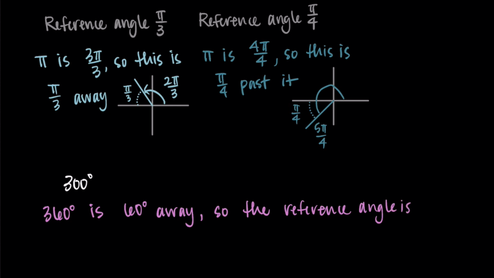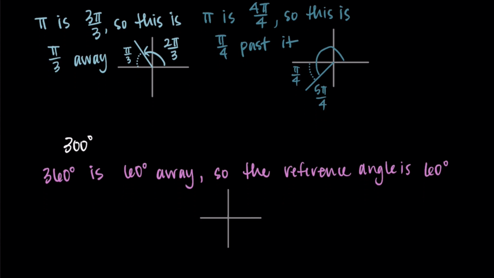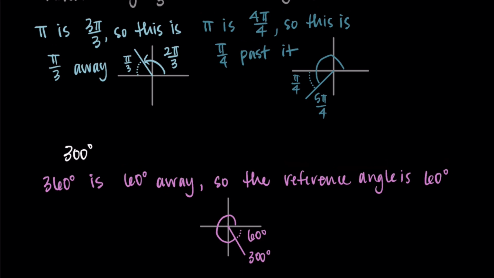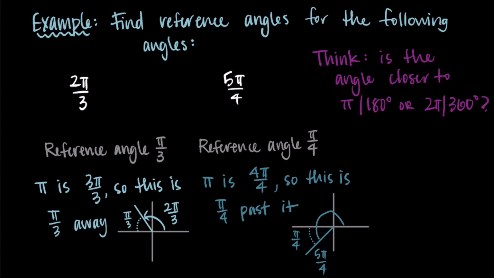So again, if I take 300 and I add 60 to it, I get 360, which is 1 full revolution. I can look at a little sketch of the graph. I know that 300 degrees is down in quadrant 4. It's almost all the way around, but it has 60 more degrees to go. So that 60 degrees is the degrees it takes to get back up to the horizontal. Here, what I really want you to be doing is to think, is the angle closer to pi or 180 degrees, or is it closer to 2 pi, which is 360 degrees? Doing this sort of thought process will really help you with the reference angles.